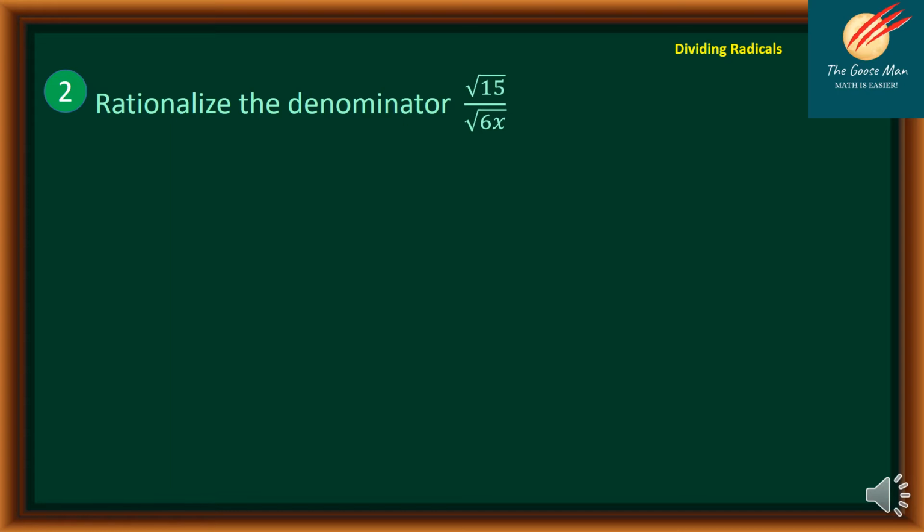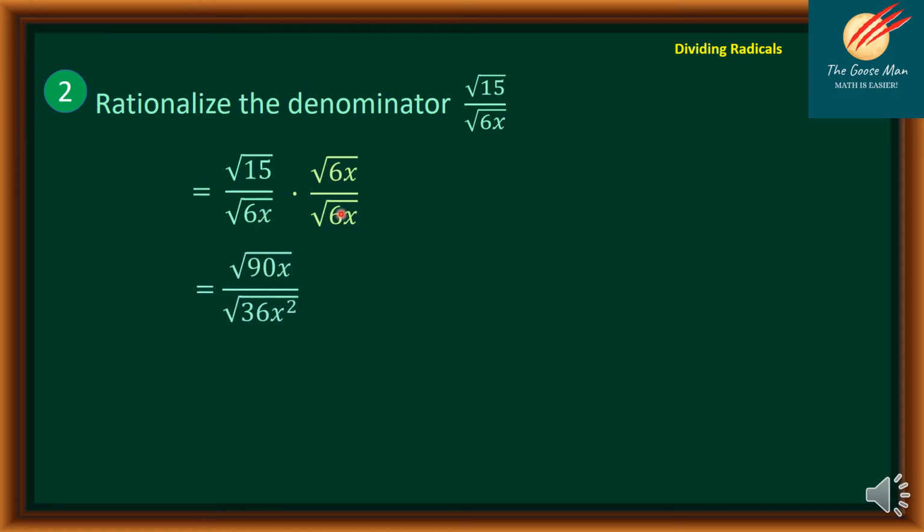This time for our example number 2, we have variables. Rationalize the denominator: square root of 15 divided by square root of 6x. Again, we will multiply both the numerator and denominator by square root of 6x, because that is the radical in our denominator. So 15 times 6x will give us 90x under the radical symbol. Then square root of 6x times square root of 6x gives us 36x squared.